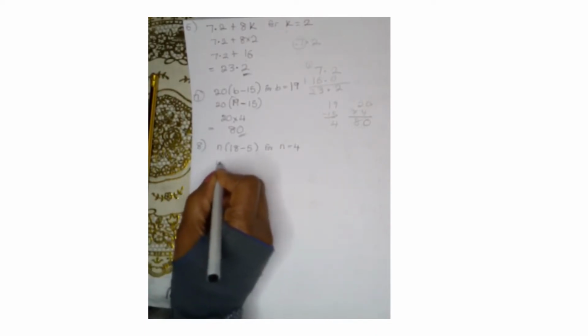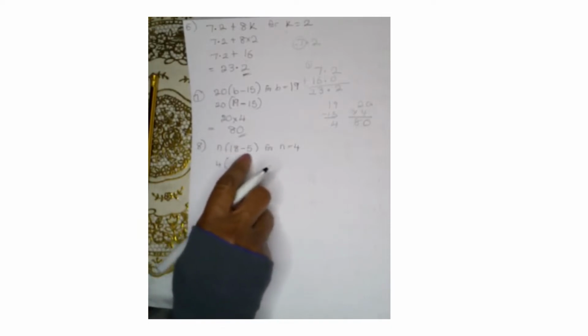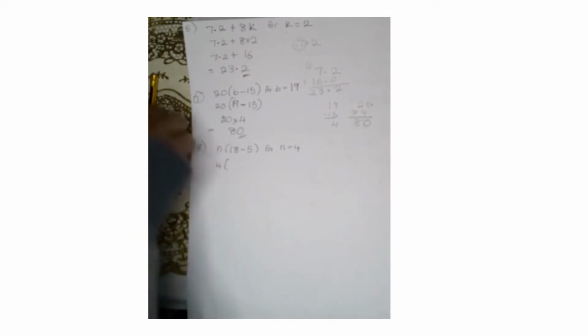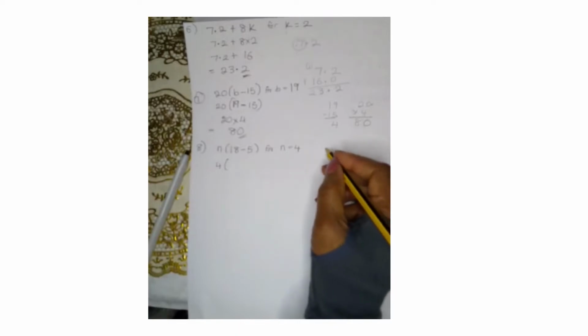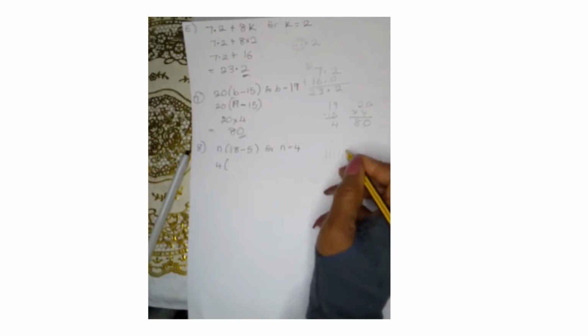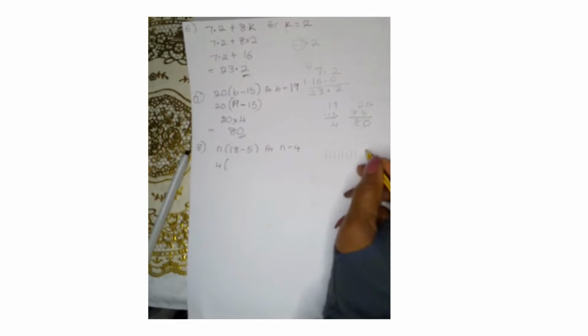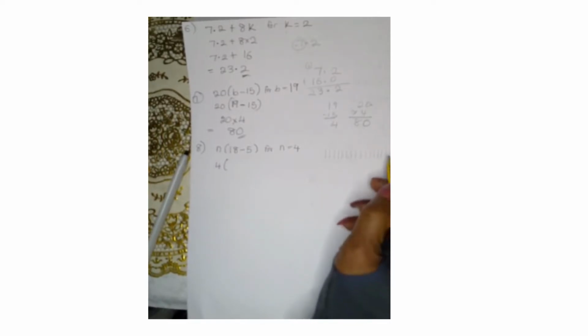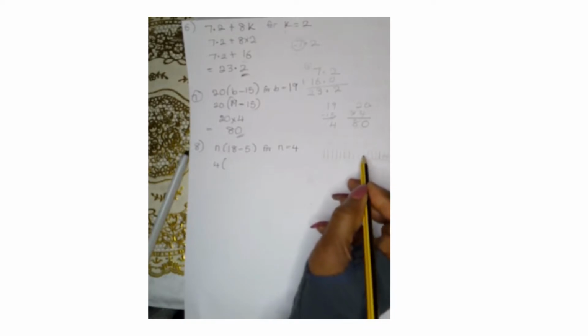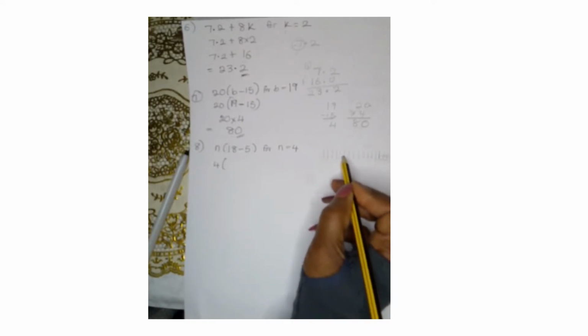N multiplied by 18 minus 5 for n equals 4. See, this is our n. So anywhere you see n, you put 4. 18 minus 5. What is 18 minus 5? You can do it like this if you don't know. 1, 2, 3, up to 18. You remove 5. So we are left with 13. You write 13.